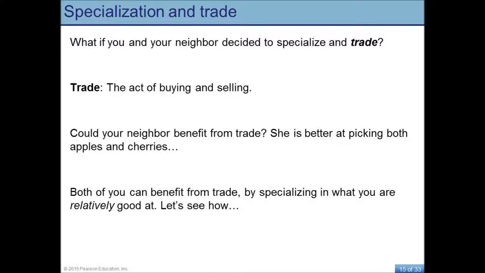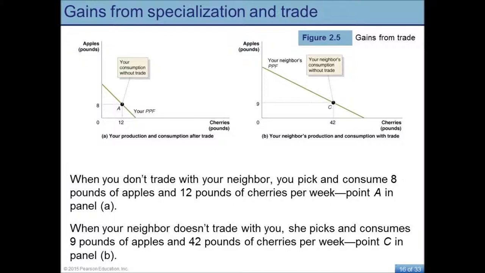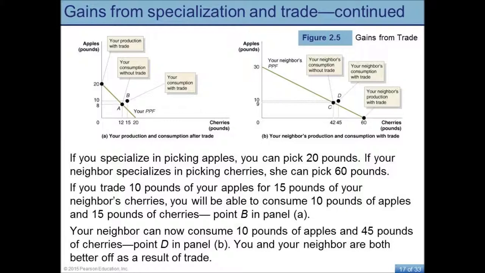Let's see how. So going to slide 16, we can see that now we have both curves, our curve and our neighbor's curve. And normally we're going to both try to do both, right? So we're going to pick 8 pounds of apples and 12 pounds of cherries, which is point A on the curve on the left. Our neighbor's going to pick 9 pounds of apples and 42 pounds of cherries, which is point C on the right.